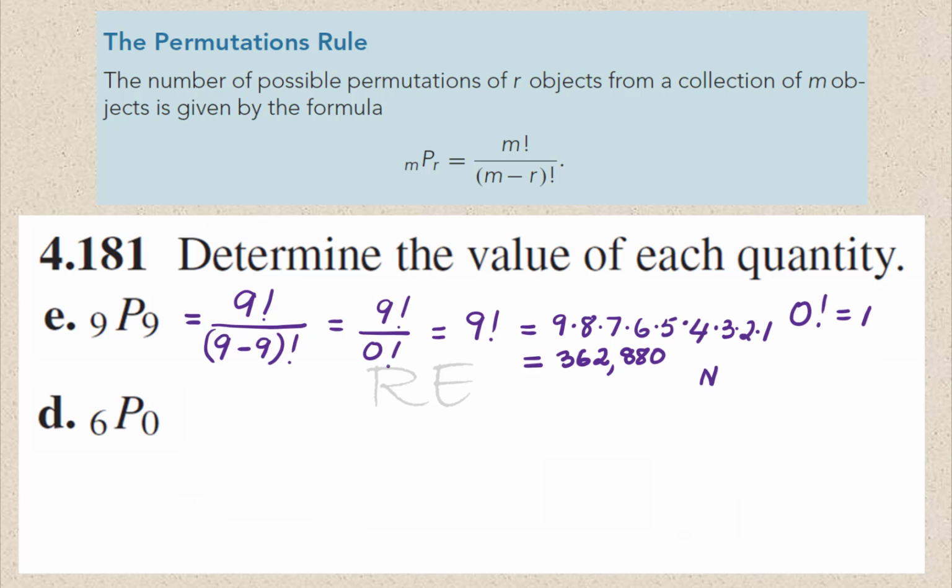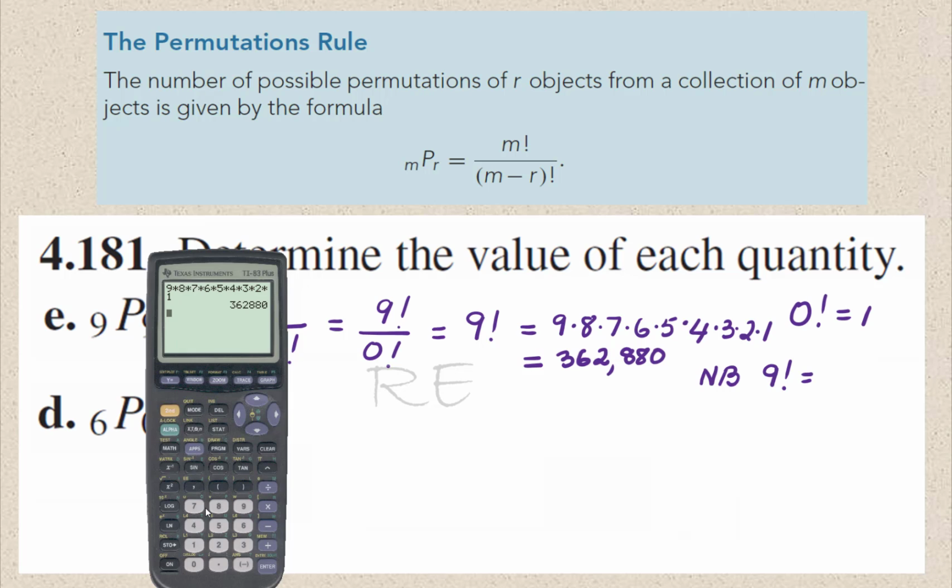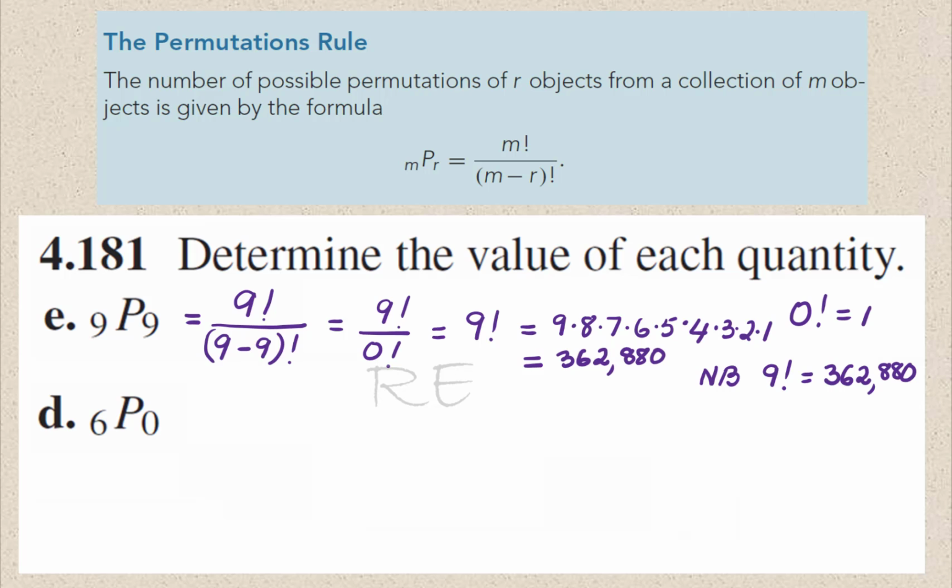Now, 9 factorial can be done with the calculator just using 9 and then math. You scroll to probability and you go down to 4, which is factorial, and click enter. You get the same answer, 362,880.